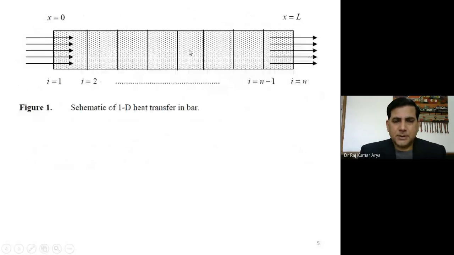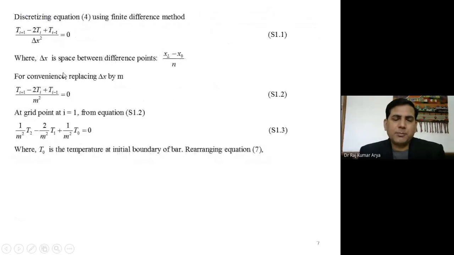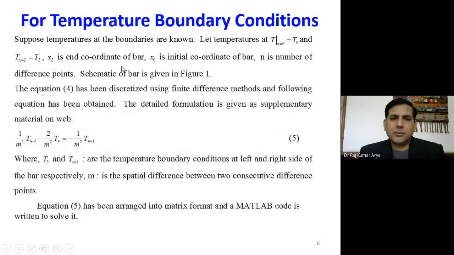The problem statement is, let's say, the temperature at x equal to 0 is given as T naught, and the temperature at x equal to L is given as TL. XL is the end coordinate of the bar and X naught is the initial coordinate. So we have to choose a coordinate system here. And we want to calculate the values of this function, let's say temperature, at n number of points in between this initial and final values.